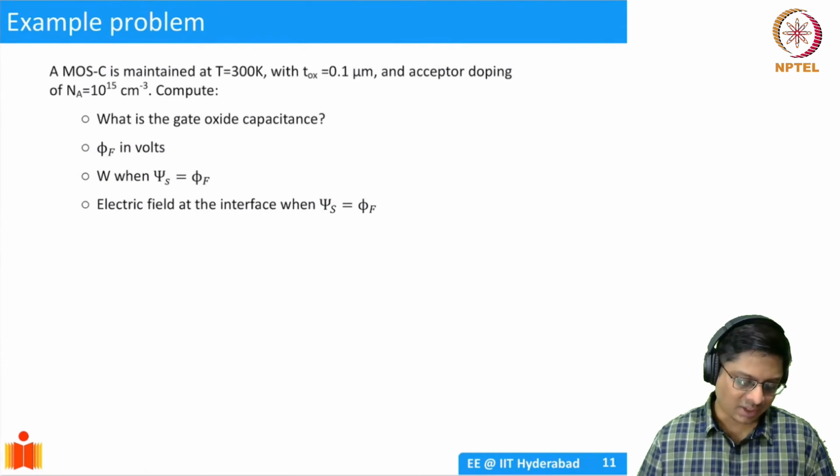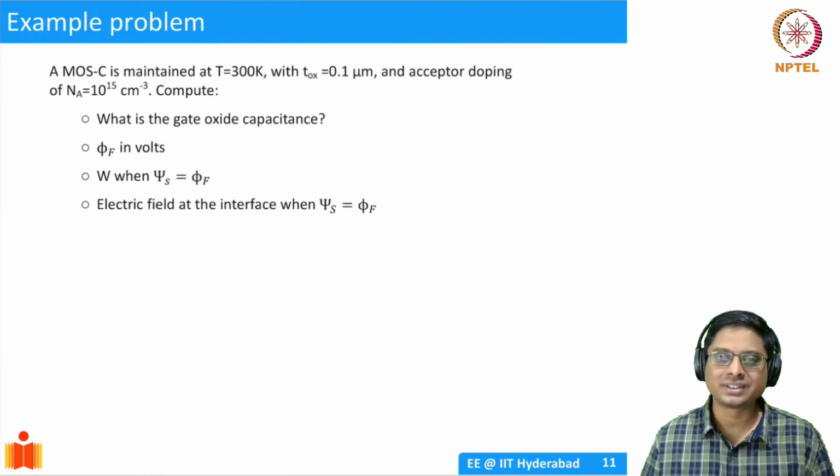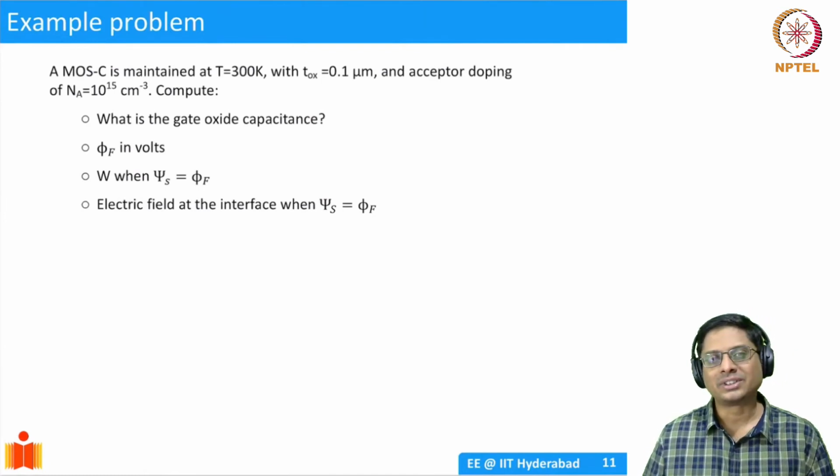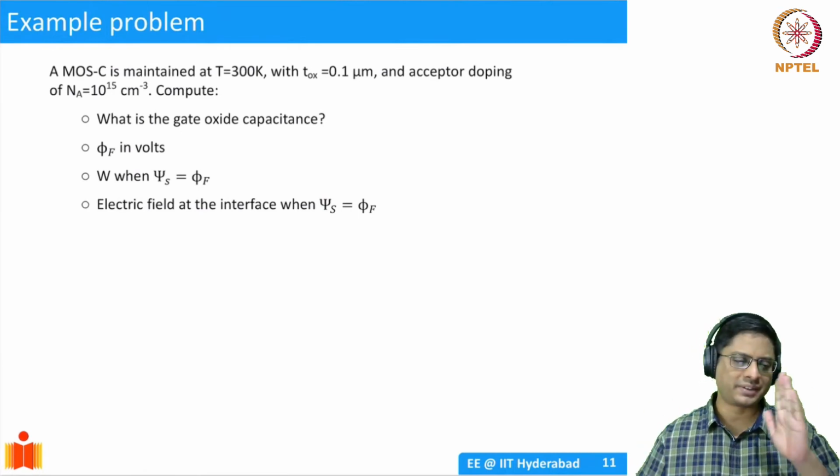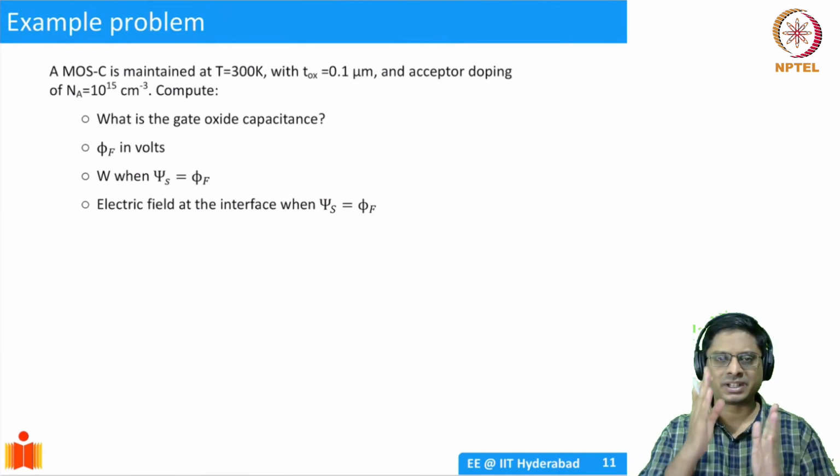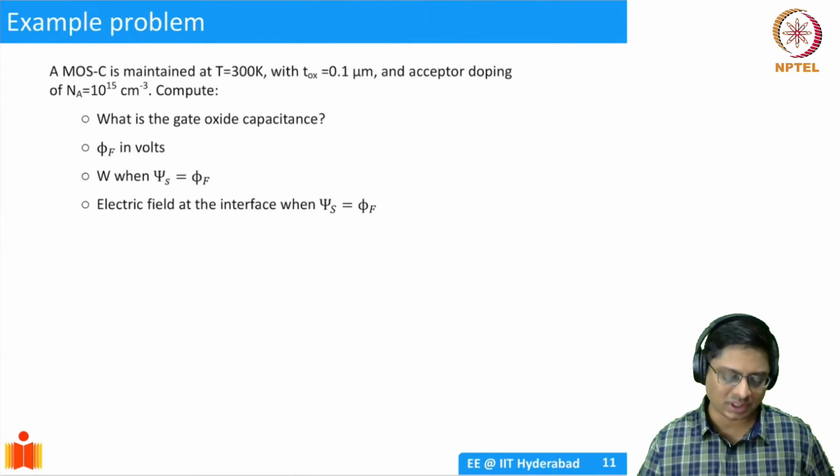Another problem: a MOS capacitor is maintained at T equal to 300 degrees Kelvin, and TOX is given to you as 0.1 micrometer, and acceptor doping is 10 power 15 per centimeter cube. Compute the gate oxide capacitance. Okay, what is the gate oxide capacitance? Gate oxide is a simple parallel plate capacitor. You have a metal and it's replaced by an oxide, right? That's all we want. Only the oxide capacitance we want.